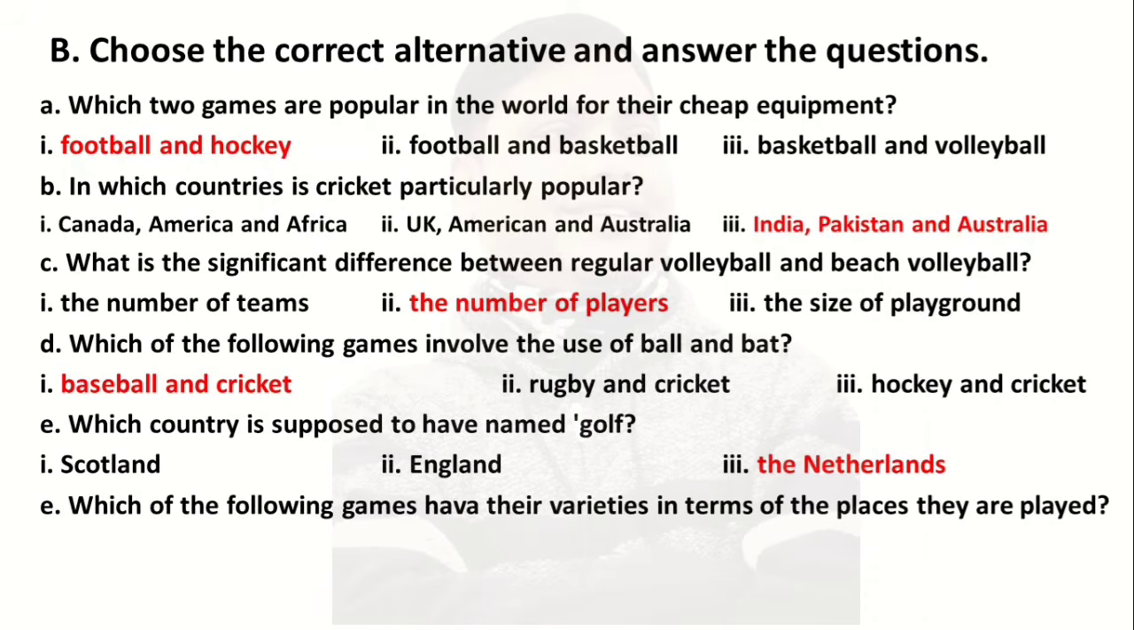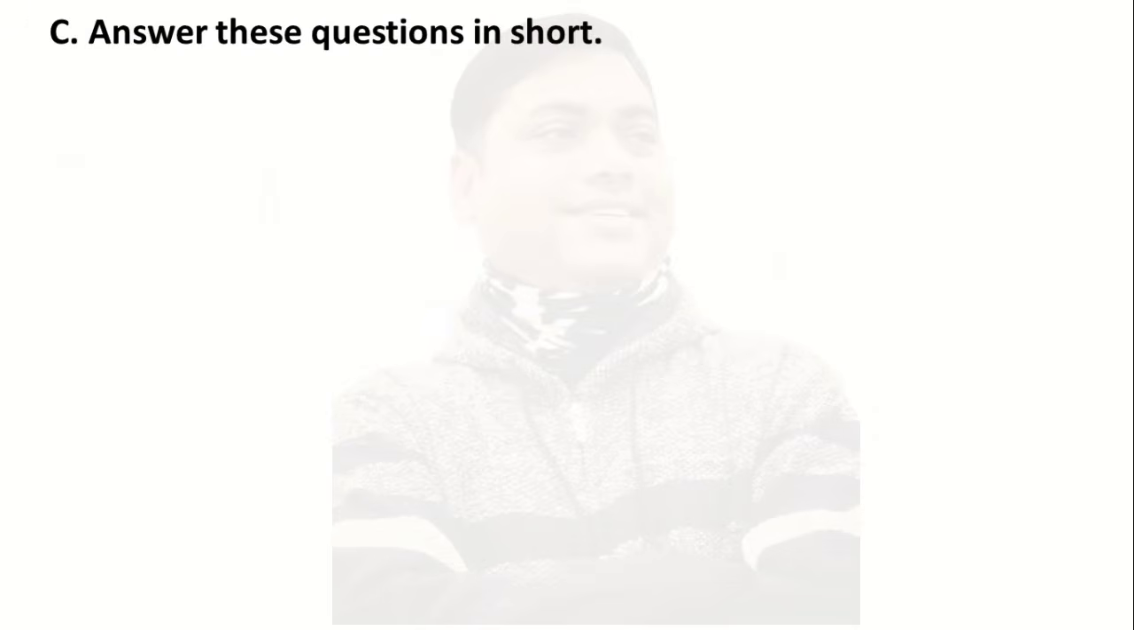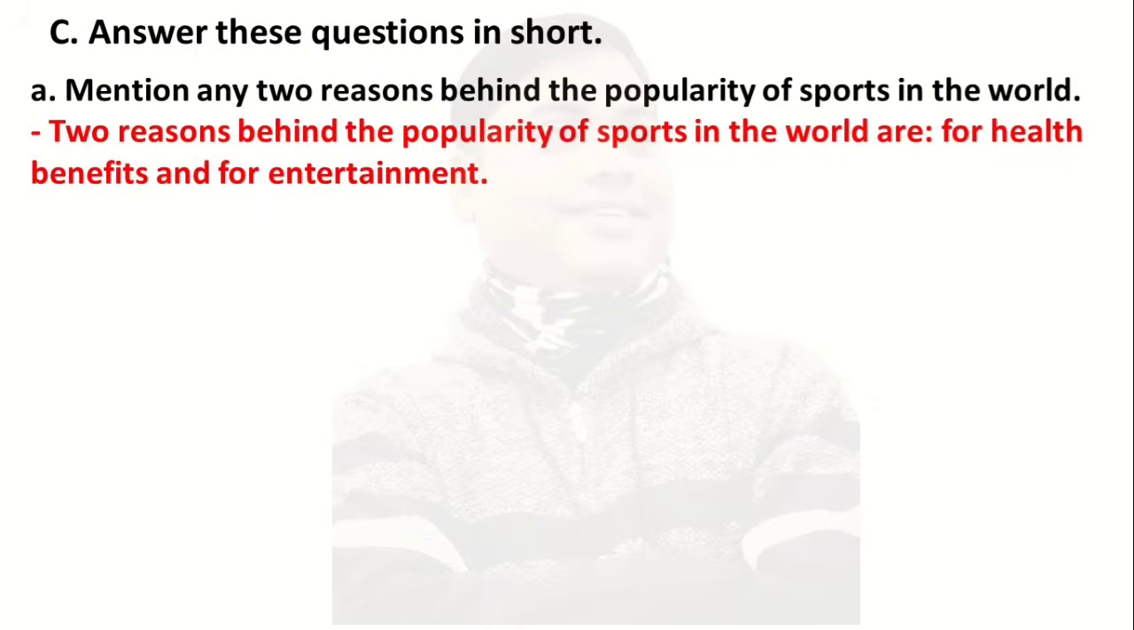Next question. Which of the following games have their varieties in terms of the places they are played? It's hockey and volleyball. Let's move to next question. Question number C. Answer these questions in short. Mention two reasons behind the popularity of sports in the world. Two reasons behind the popularity of sports in the world are for health benefits and for entertainment.